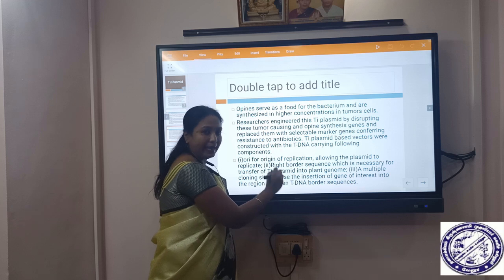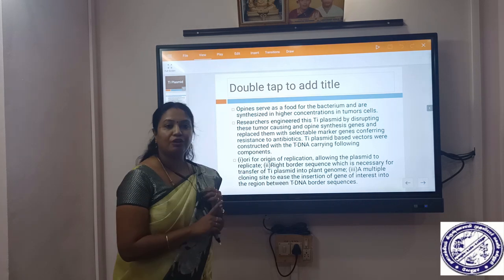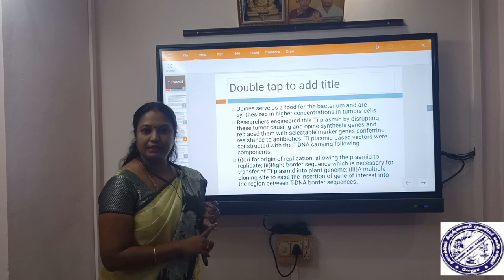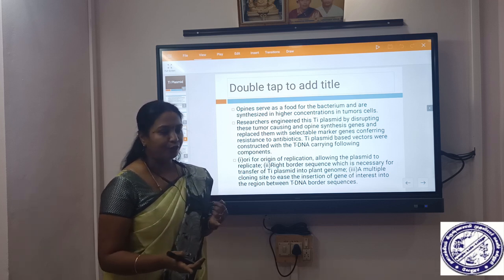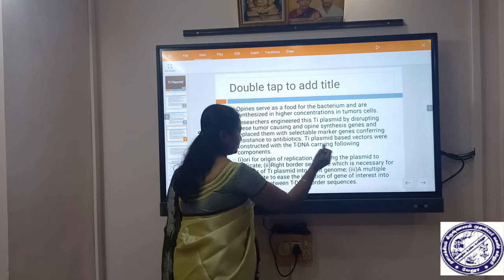So these are the components that a recombinant Ti plasmid has. The first one is the origin of replication. Origin of replication is a must for any plasmid, as we all know. It allows the plasmid to replicate.